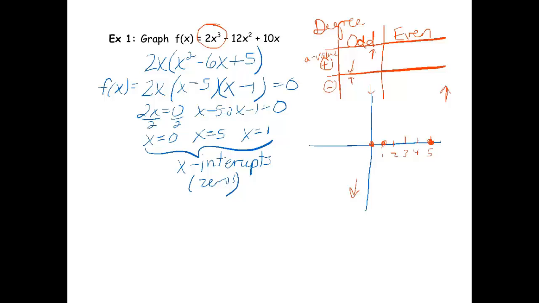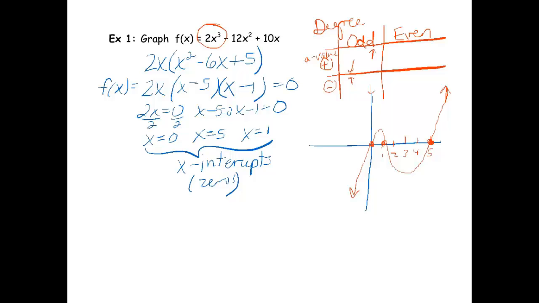Now you want to connect. And I'm going to obviously go through this point. It has to come up and come back down to go through 1. It's got to go down and start to come back up to get through 5, and then to touch that arrow right there. We're going to talk about some weird things that happen actually on the graph in the next example.